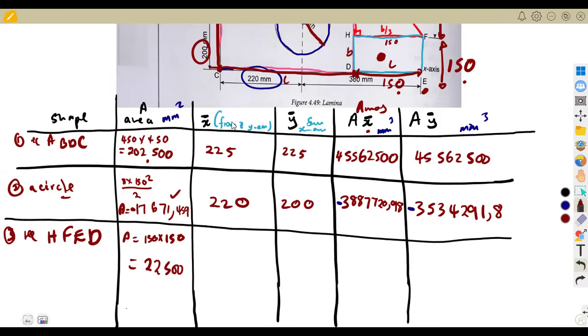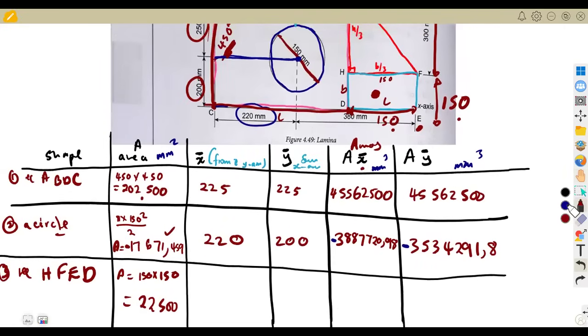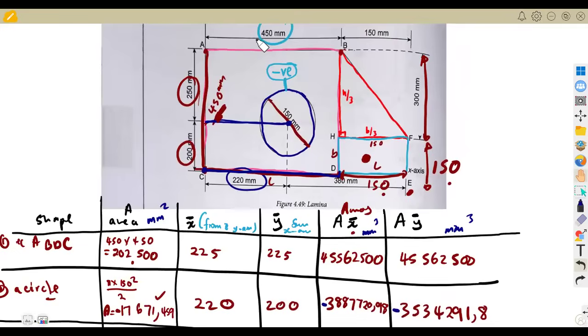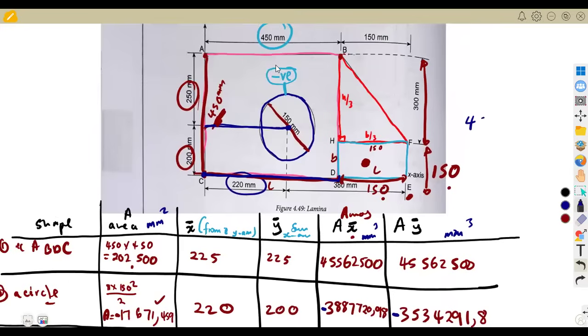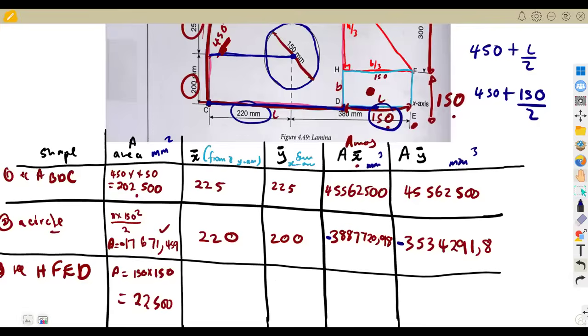We have to calculate the x value from the y-axis. For the rectangle, guys, we're just going to take it as it is. Take note. From the y-axis here, we are moving straight. We're going to cover this distance first. So we are going to cover the 450 millimeters, this distance. But remember, for a rectangle, we said the centroid is given as L over 2. So that's going to be plus L over 2. The length there is 150. So it's going to be 450 plus 150 over 2. You have to cover the distance there taken. So 450 plus 150 over 2 is going to give us 500. So the x value there is 500.